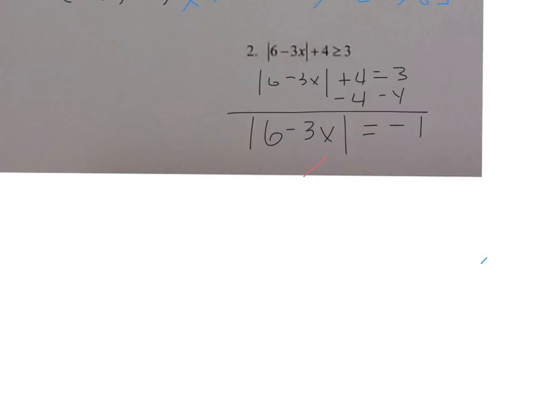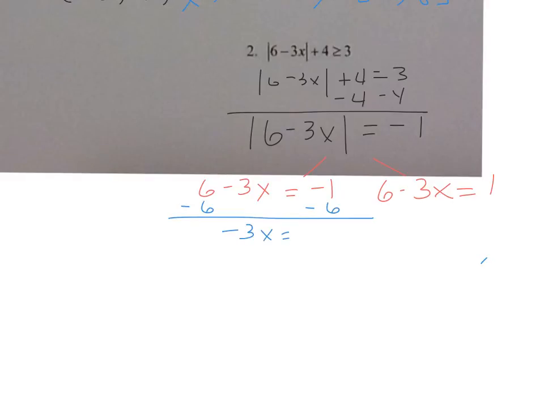All right, now I'm going to branch off. I have 6 minus 3x is equal to negative 1, and 6 minus 3x is equal to positive 1. And now I'm going to solve each one. So I'm going to minus 6. I get negative 3x is equal to negative 7. Divide by negative 3, I get x is equal to positive 7/3.